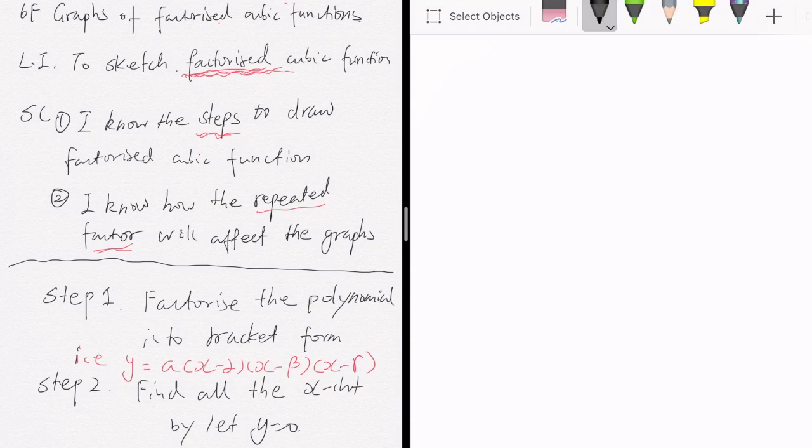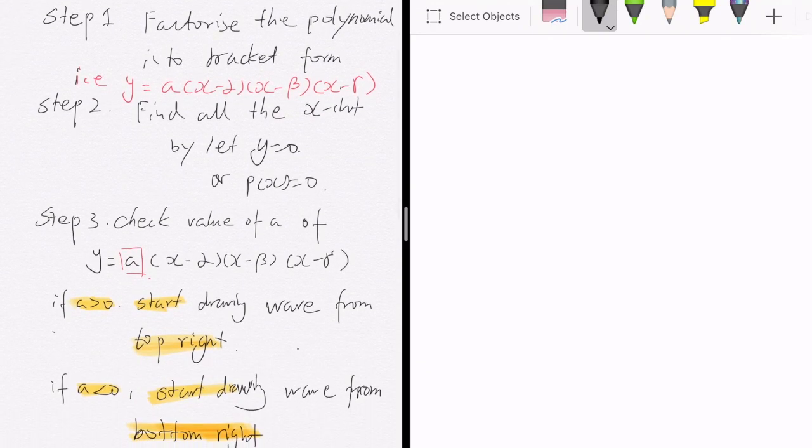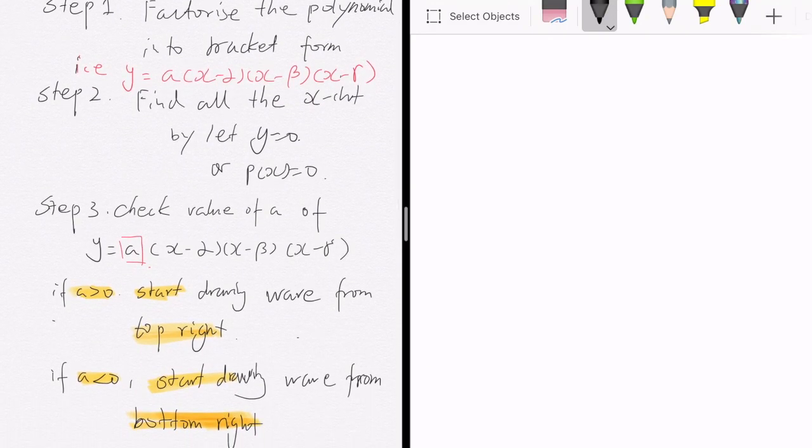Success criteria. First, I know the steps to draw the factorized cubic function, okay? So later on, we're going to show you what the steps to draw the factorized cubic function are. And the second one is I know how the repeated factor will affect the graph. And again, later I'm going to talk about what repeated factor means. Okay, so now here I have written all the steps to draw the factorized cubic.